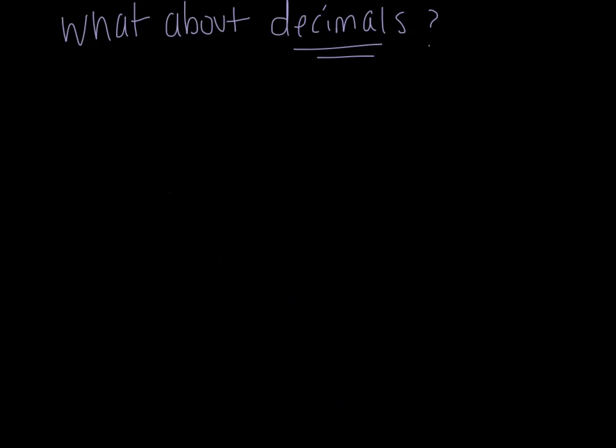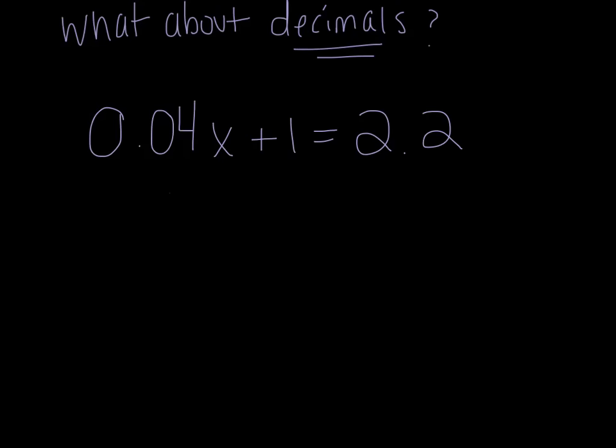Okay, I know I said that last one was your final example, but I forgot. What about decimals? Let's take a look at just one example here, because I think you guys will pick up on that one pretty quickly. Let's say we have this equation here. 0.04x plus 1 equal to 2.2.